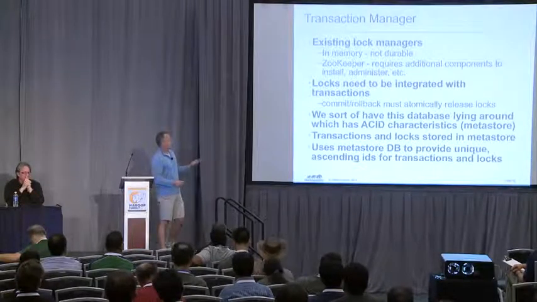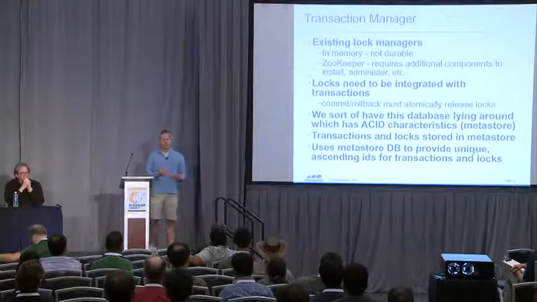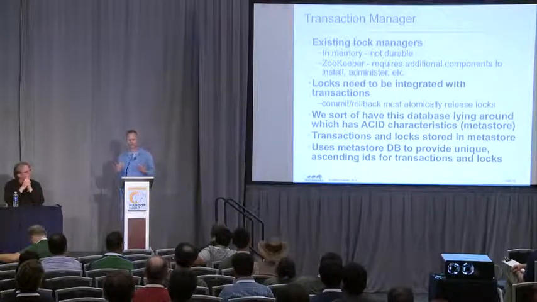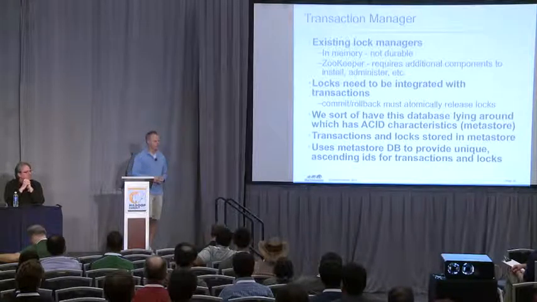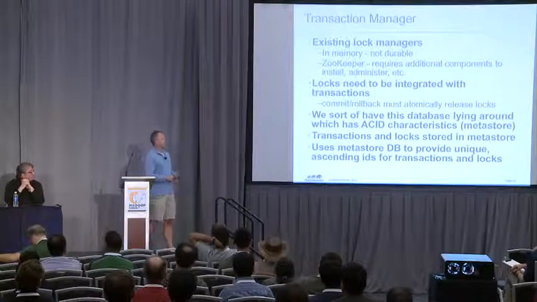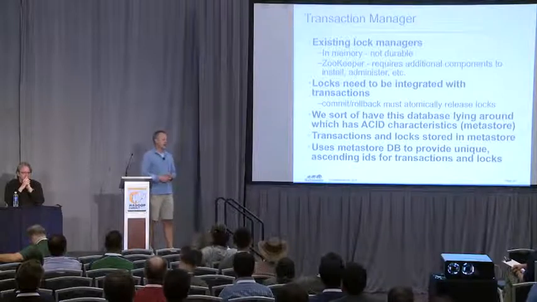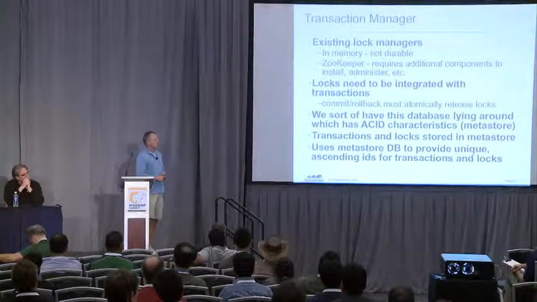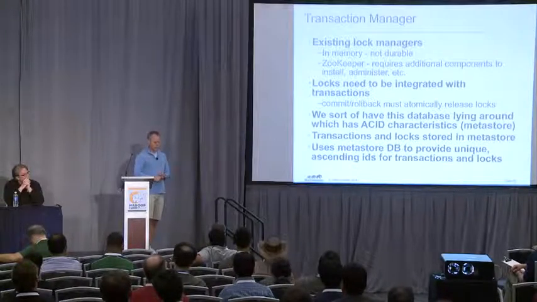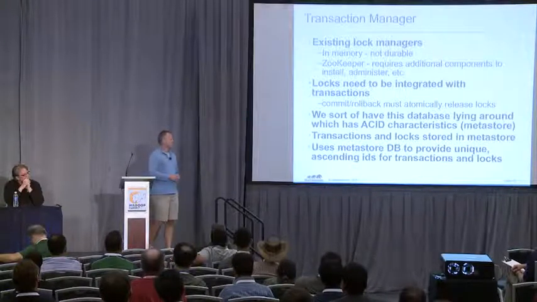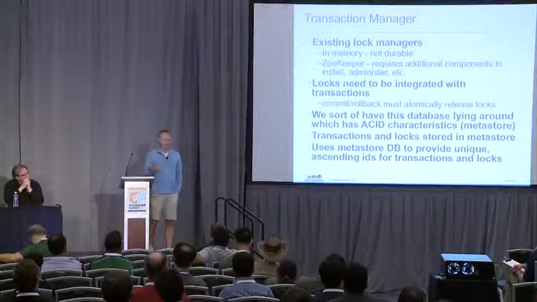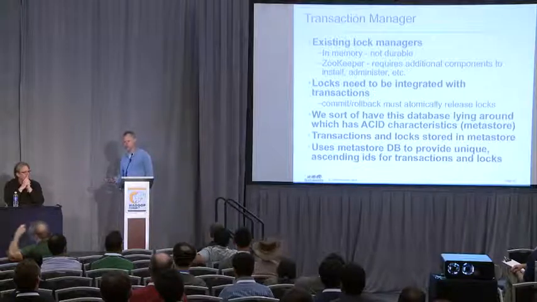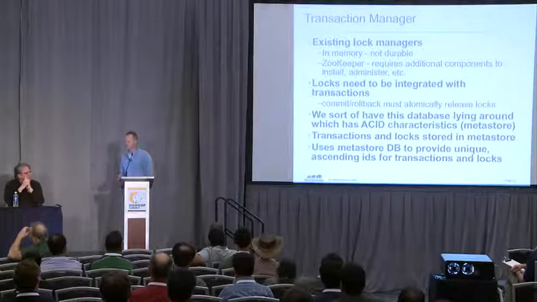As I said, your lock manager and your transaction manager need to be integrated because it needs to be atomic that when you commit or rollback, your locks are released at that same time, right? So these are two pieces of code that have to work well together. So we made that change so that both of these can now be stored in the Metastore. We created a new interface called Hive Transaction Manager, which by default, if you don't turn this on, you get what's called the dummy transaction manager, which does nothing. You have no transactions. If you do turn this on, then it stores them in the Metastore.